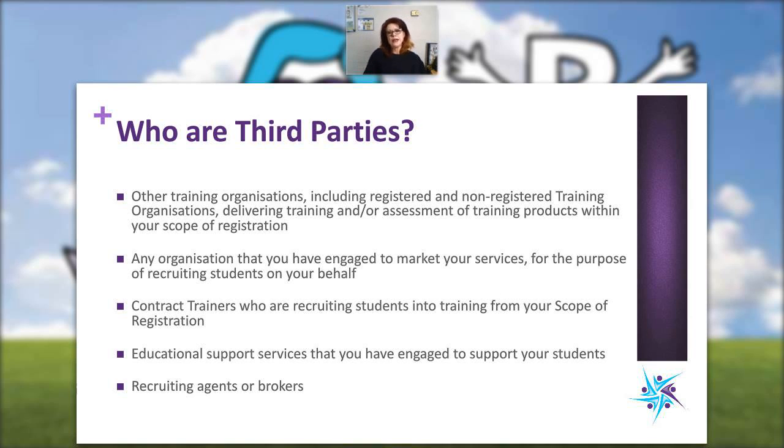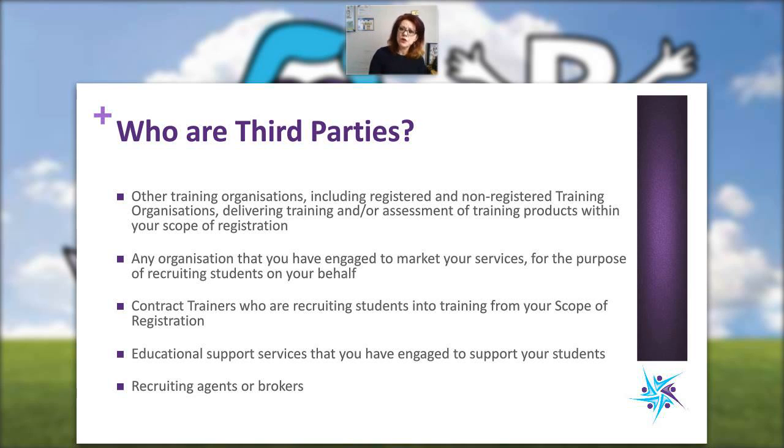So it might be that you've engaged some educational support services to support your students. So it might be you've engaged someone where, part of the recruitment process, they do the selection criteria. They might be doing the LLN assessment with the students, or they might be doing an assessment of the students to identify their suitability for the course.